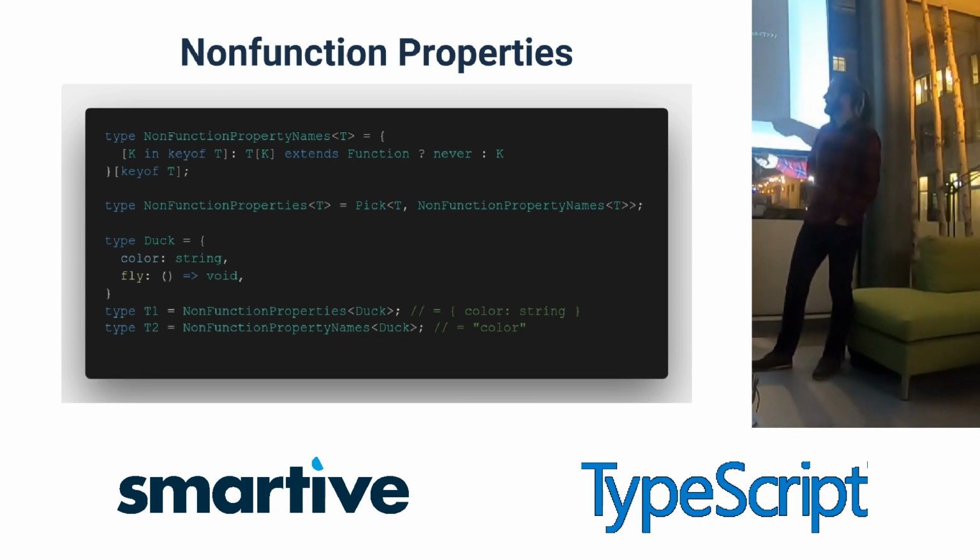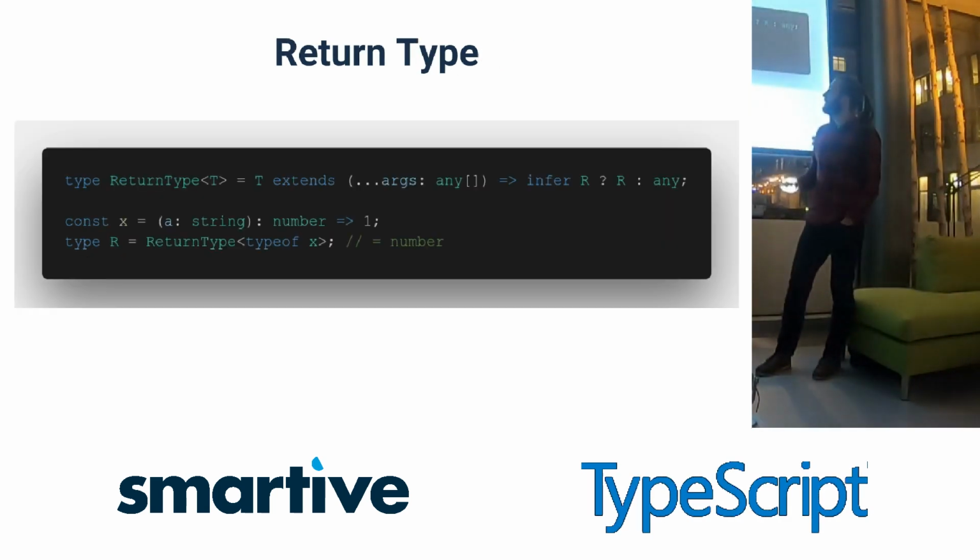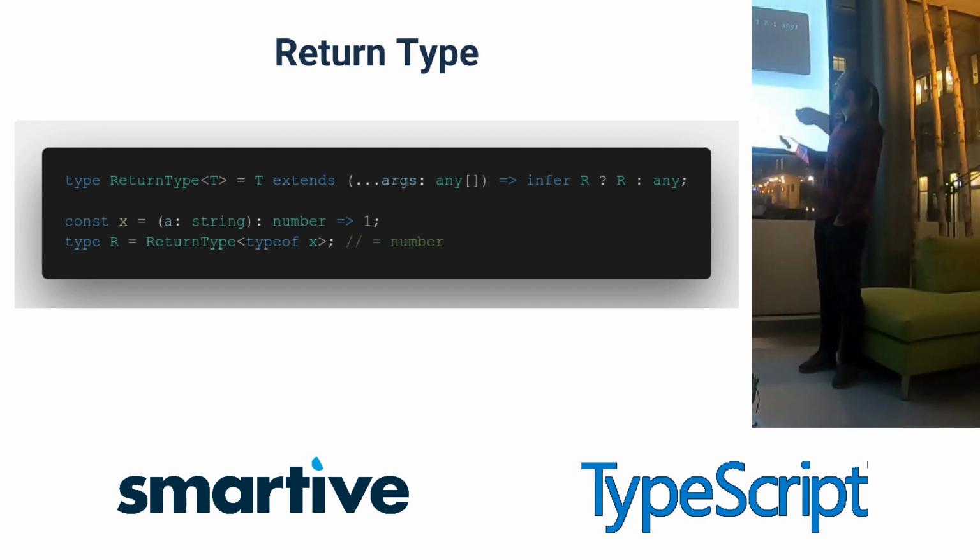Okay, non-function properties is the opposite, right? Out of duck, I just get color, or the string color. Return type is simple. Let's look at it a bit more closely. We give it a T. If the T is a function that has a specific return type, then resolve to that return type. Otherwise, any. So we could pass anything, and only if it is a function that returns something, then it will resolve to that something. Here we passed a function that takes a string and returns a number, and TypeScript recognizes this is the return type, and resolves R to that.